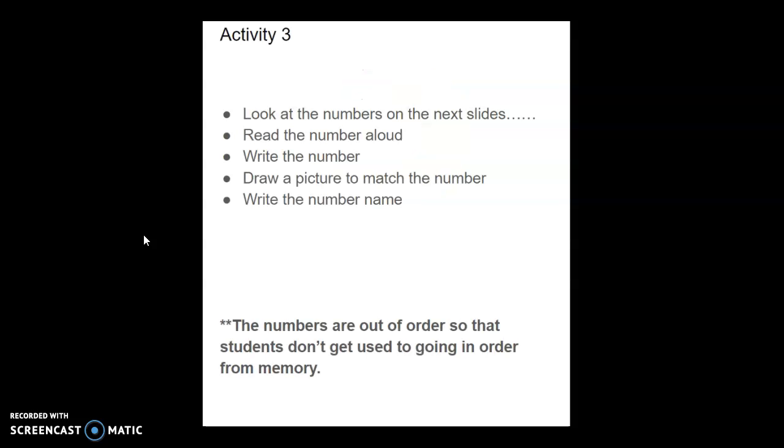So these are going to be your first ones. You're going to have 5 different numbers. Your job is to go through and look at the number or numeral, read the number aloud, write the number down on a piece of paper, draw a picture to match that number, and then write the number name.